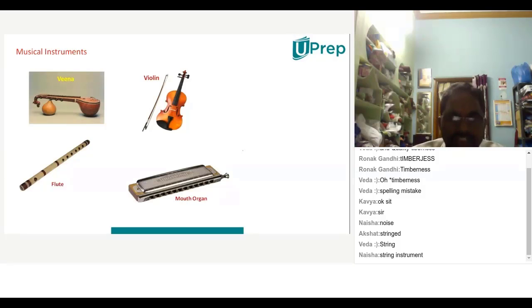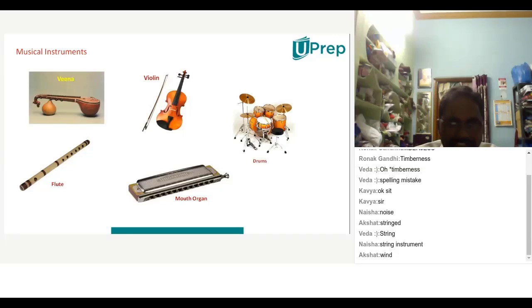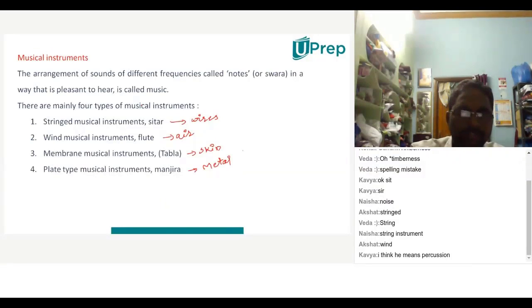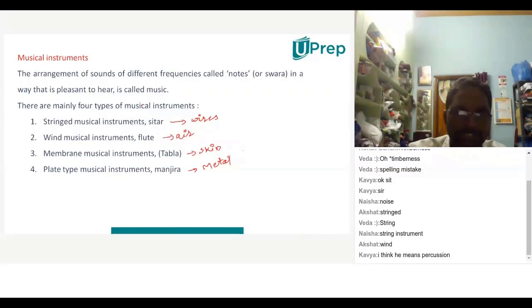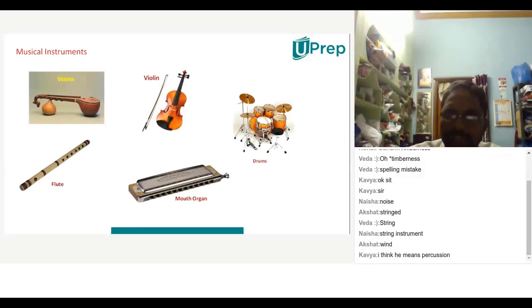Now flute and mouth organ are there. What type of instruments are they, Alex? Wind. Right, wind blowing instruments. Generally, you know that in the mouth organ you blow air into it, and into a flute also you blow air. Now stringed instruments finished, wind instruments finished, and after that, these are drums with stretched membrane. These are nothing but membrane type musical instruments. Now only three types came: stringed, wind, and membrane. Plate type musical instruments were not given in this diagram.